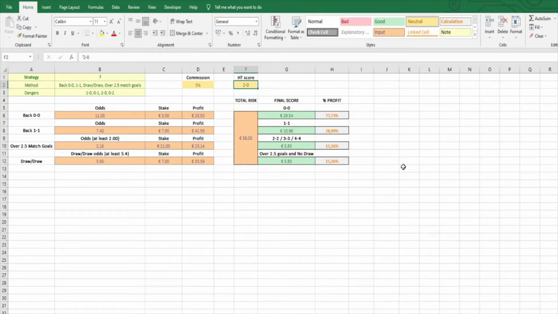So that's that, and I want to again emphasize the importance of managing this in play, right? So if it's 1-0, you can see in the game one side very much dominating, and the second goal just around the corner, you can immediately lay 1-1 and reduce your overall liability. So really, how we manage this in play is very important. But as I say, this is something that you can leave in play and just see, like a set and forget approach.